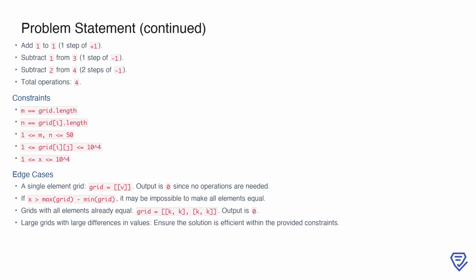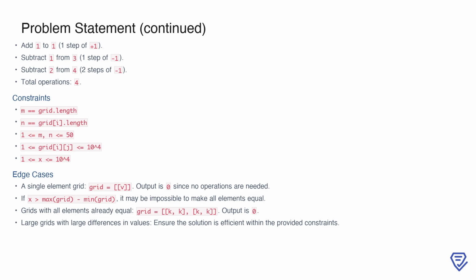For the third example, the grid is 1, 2, 3, 4, and x is 1. Here, the differences between all pairs are divisible by x, so it is possible to make all elements equal. The median value for this grid is 2, and the goal is to transform the grid into 2, 2, 2, 2. To achieve this, we add 1 to 1 in one step, subtract 1 from 3 in another step, and subtract 2 from 4 in 2 steps. This results in a total of 4 operations, so the output is 4.